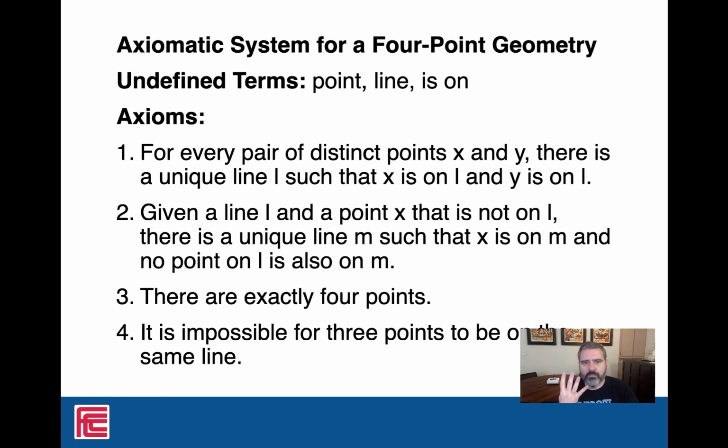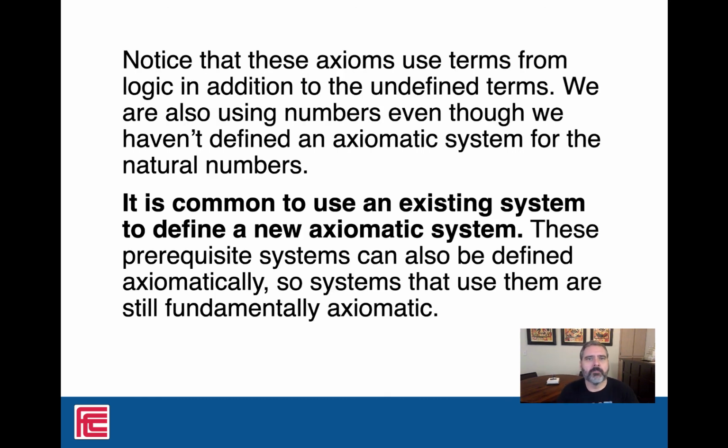Third, there are exactly 4 points. That's it. Fourth, it's impossible for 3 points to be on the same line. So you can never have 3 points on the same line. Only 2 points can be on a line at a time. So then that gives you a lot of different possibilities, right? But these are the axioms we start with.